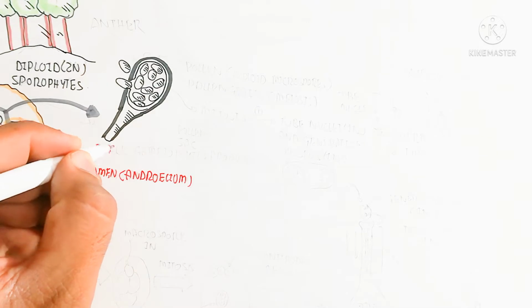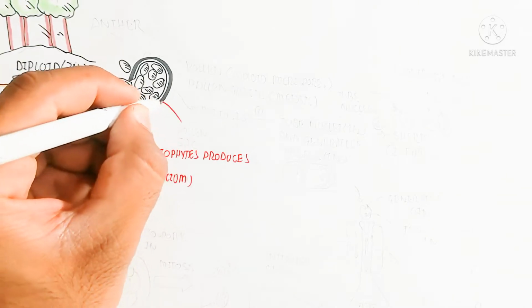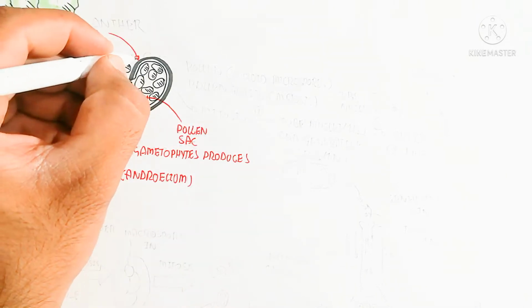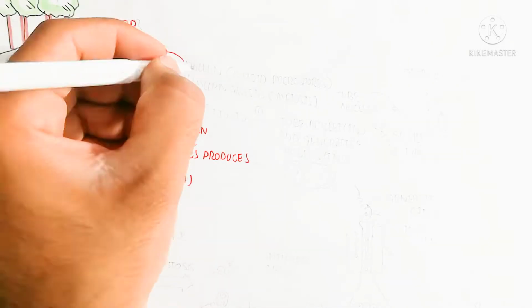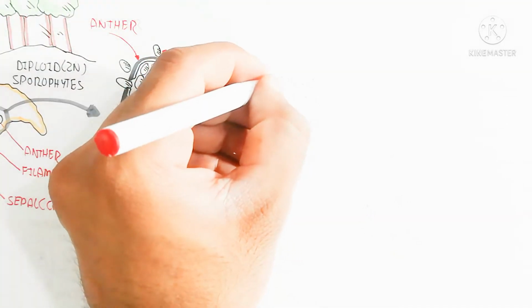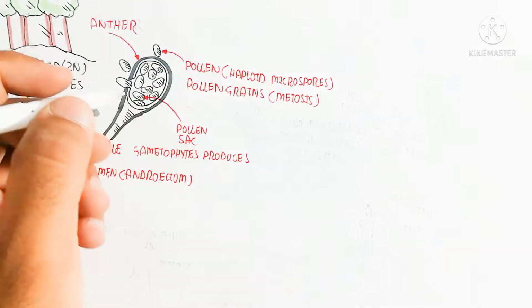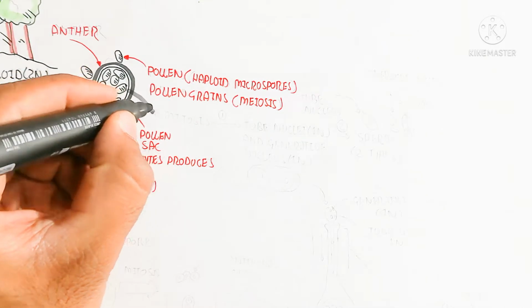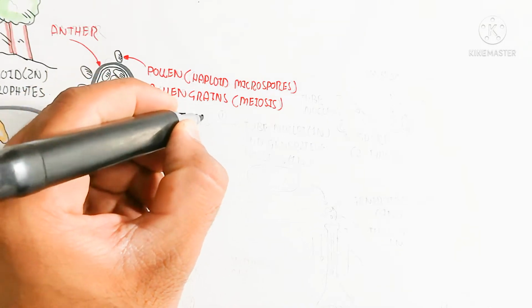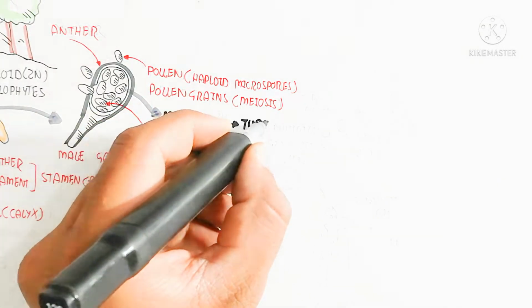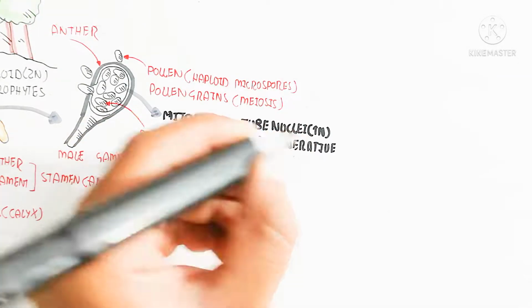Here you can see the structure of the male reproductive organ. The male gametophyte produces the pollen, which is enclosed within the anther, and here you can see the pollen sac. It contains haploid microspores, which become pollen grains. After meiosis it produces pollen grains, and the pollen sac produces the male gametophytes. Remember, this is basically hermaphrodite. Let's begin to understand this, and we will also understand the monosexual case.